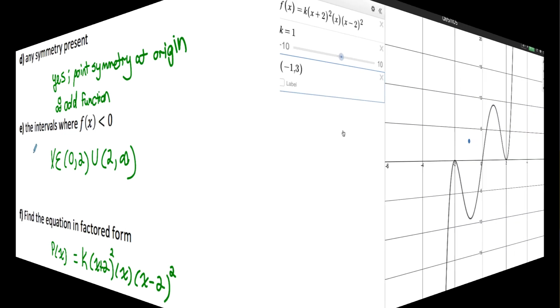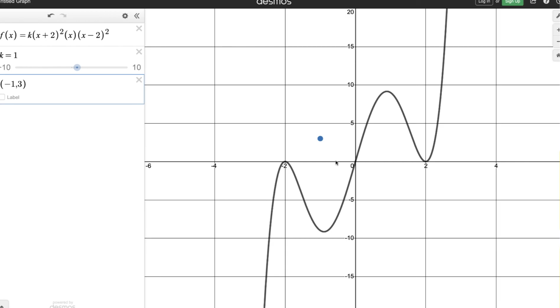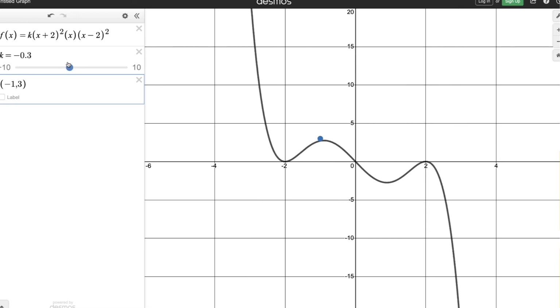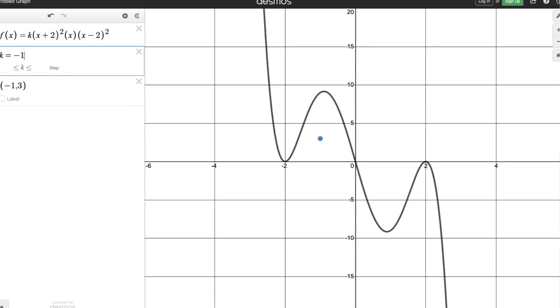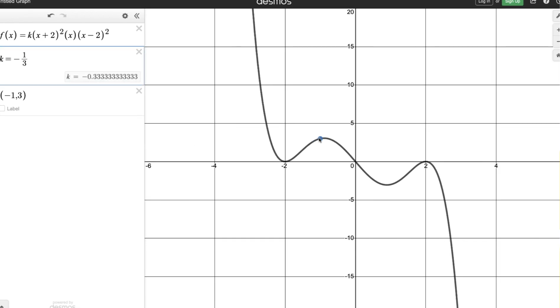Okay, so the question told us we want the graph and we want it to go through this point right here, negative 1, 3, and we figured out that the k value should be negative a third. So let me move this k value to negative a third and make sure it makes it go through that point. And I'll actually have to write the fraction here so I can get the exact value. And yes, it goes through that point right there. Perfect, we have the right graph.